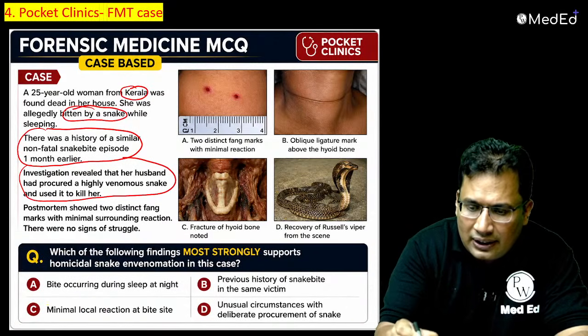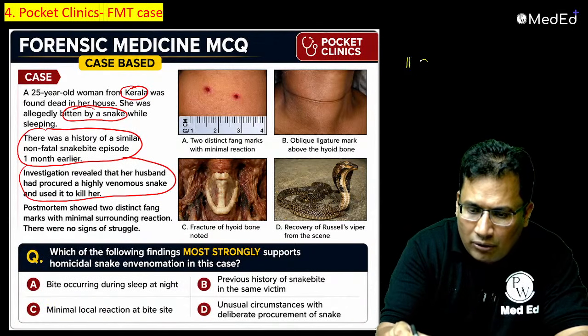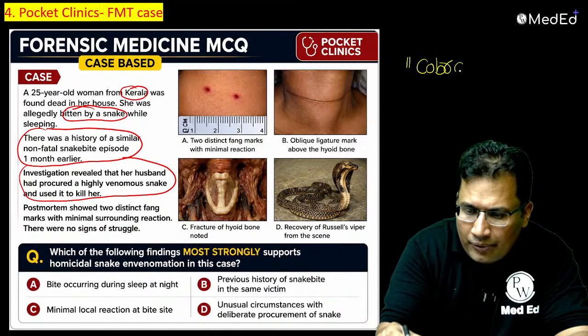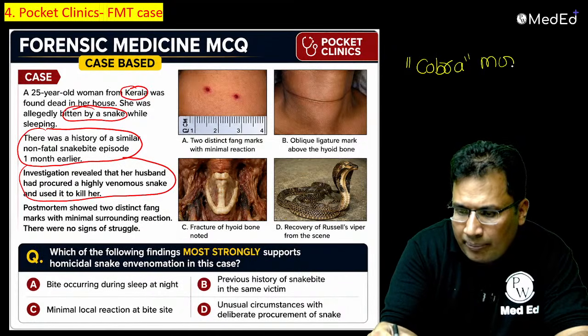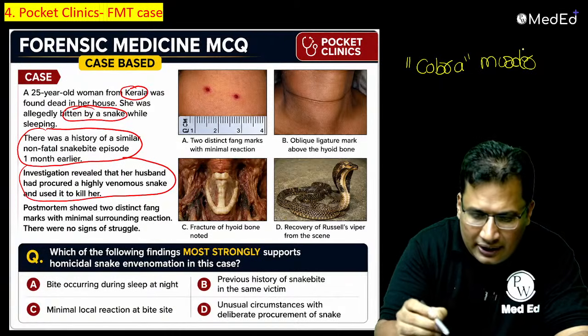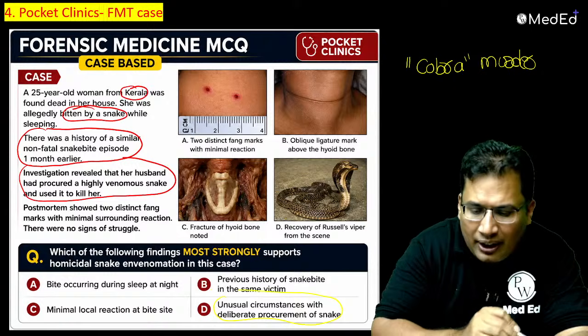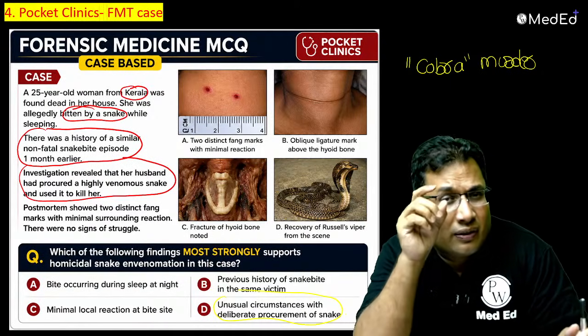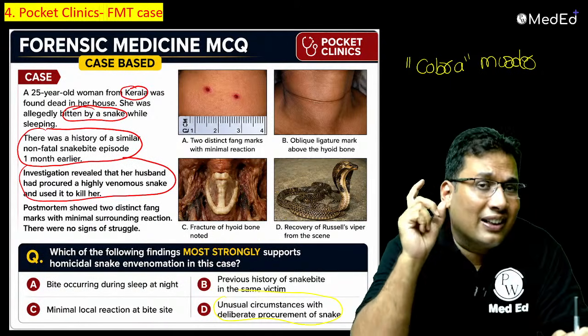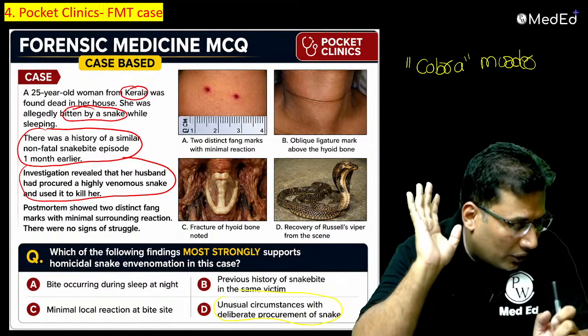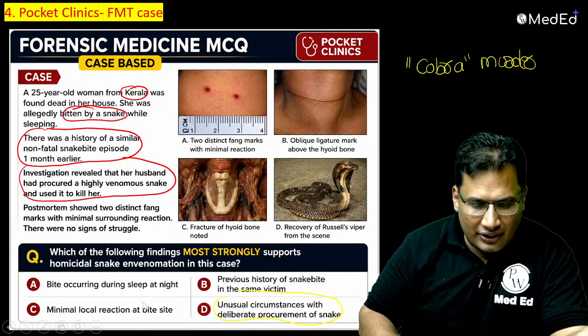Okay, so this is actually a case of cobra bite and this is a case of murder. So the answer is unusual circumstances with a deliberate procurement of the snake. That is very important circumstantial evidence in this case. Good. Okay, so D is the best answer.